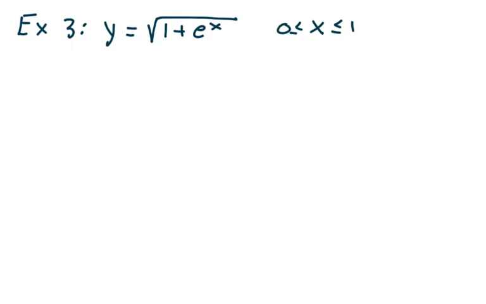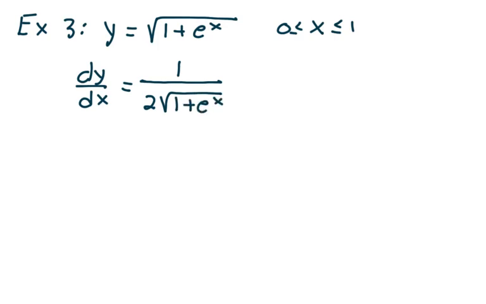Example 3. Suppose I had y equals the square root of 1 plus e to the x, where x is less than or equal to 1 and greater than or equal to 0. If I take dy dx, I get 1 over 2 square root of 1 plus e to the x times e to the x.